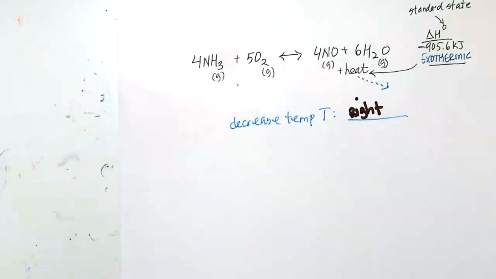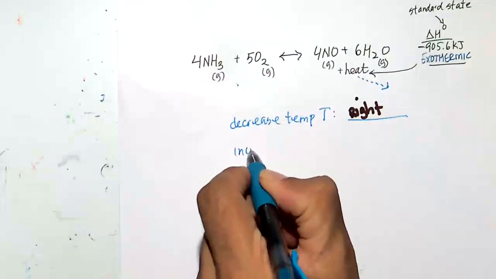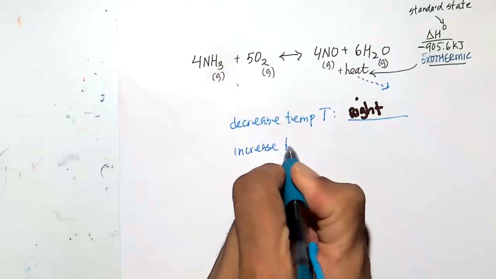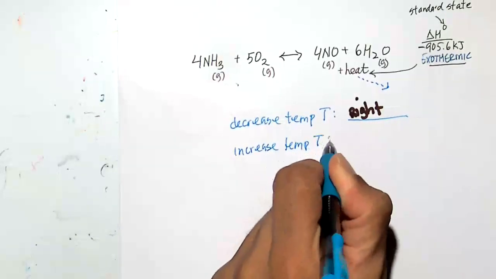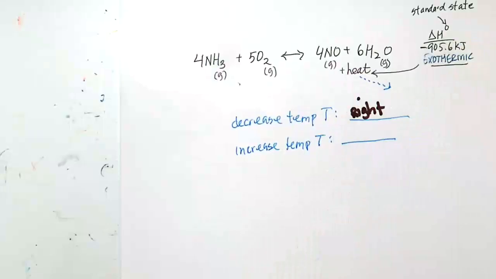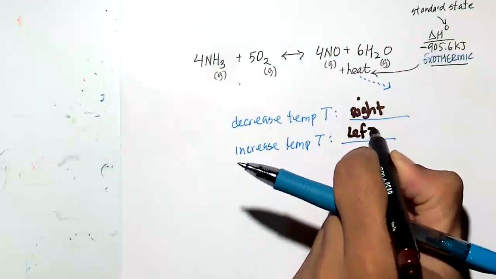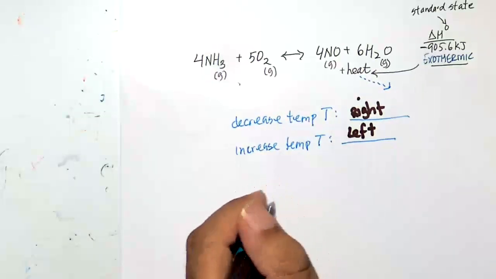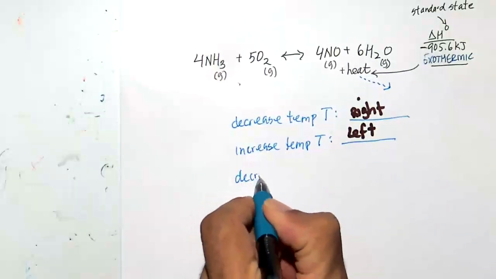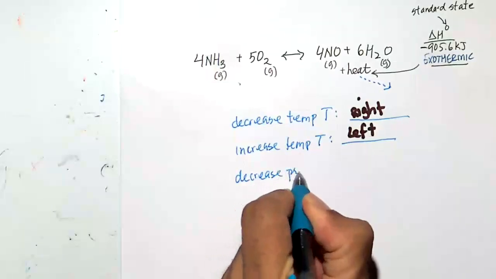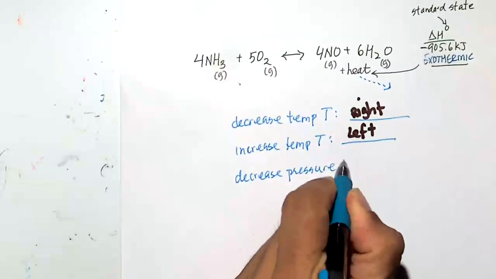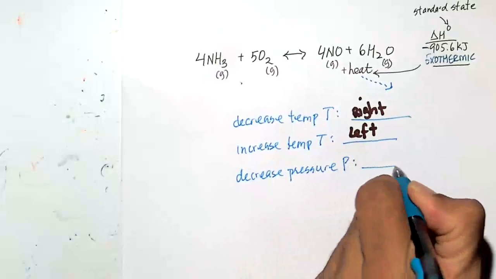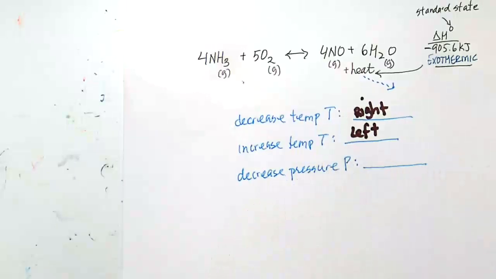What happens if you increase the temperature? Obviously if you add heat, it will move to the side to offset that, and this would be the opposite, which would be left, which is the reactant side. What happens if we decrease the pressure? So what does decreasing the pressure mean?